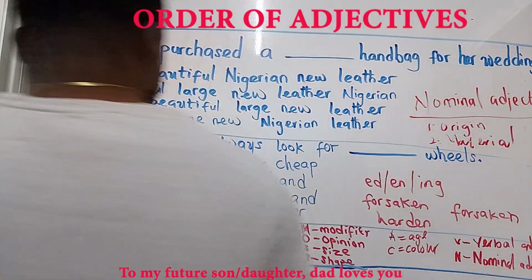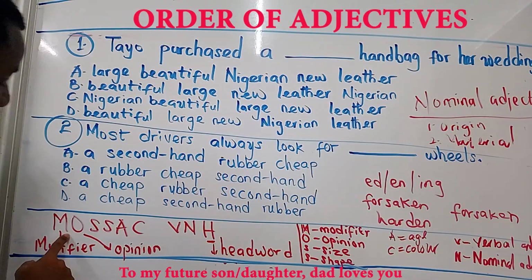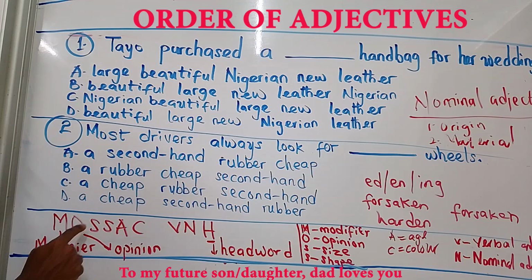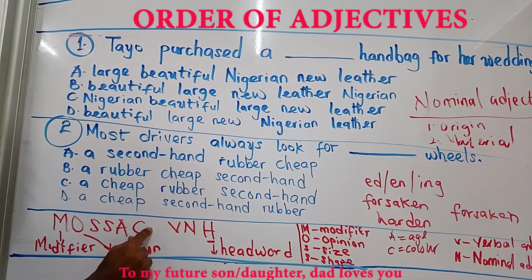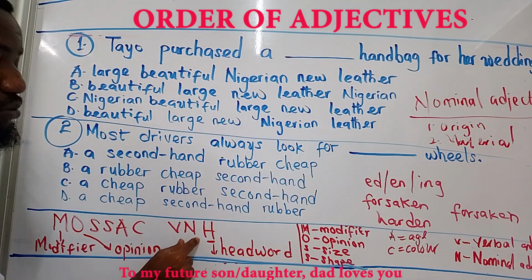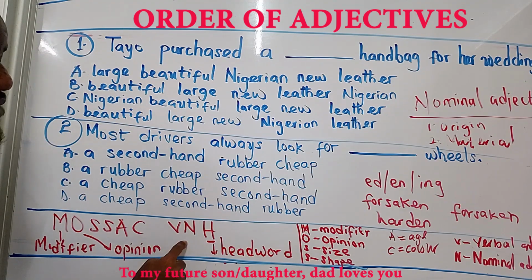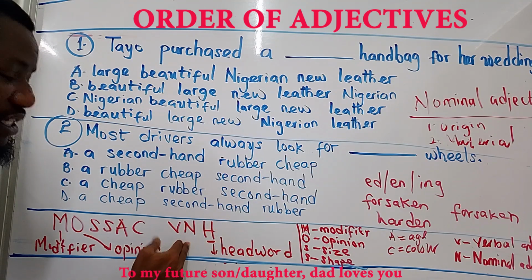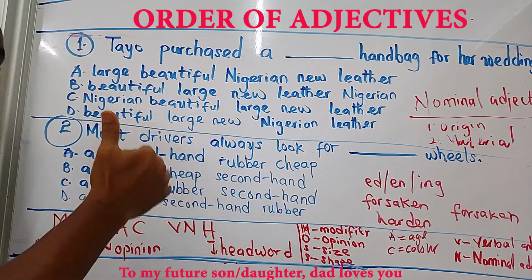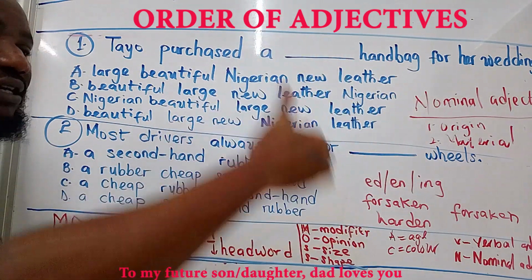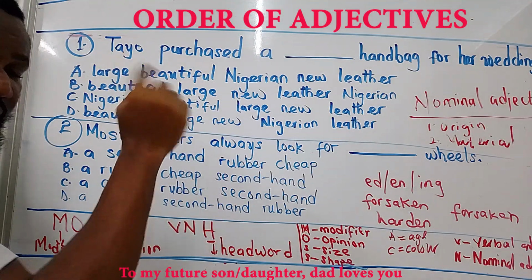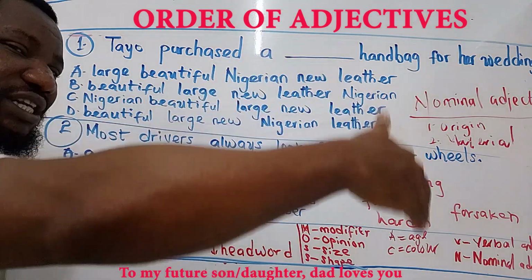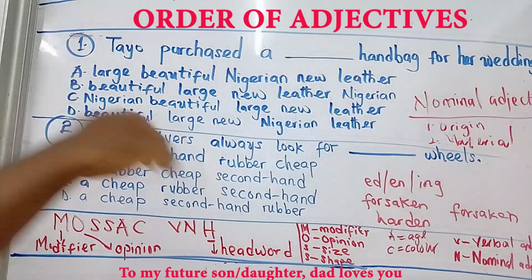So if you want to attempt these questions using this formula, make sure that you look for modifiers first of all, and after that, you identify what an opinion adjective is. Then you identify what a size adjective is, a shape adjective, an age adjective, a color, a verbal adjective, and a nominal adjective. Of the nominal adjectives, we have two types: the origin and the material. The origin comes before the material. The material is usually the last thing before the head word, the noun being talked about.